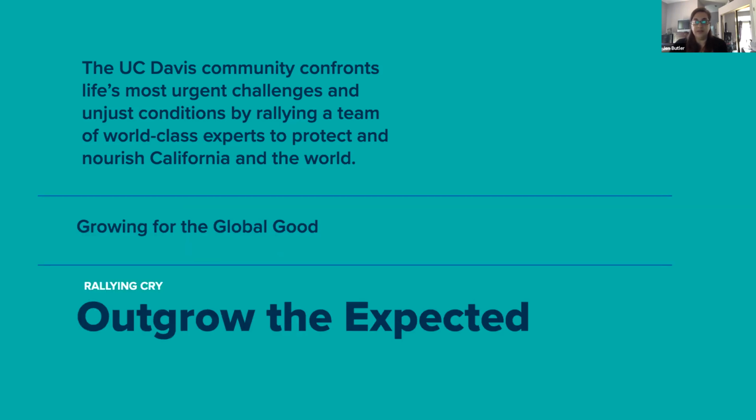And the last element is the rallying cry. So this is the external facing piece. So think of "outgrow the expected" as a universal rallying cry, a theme that connects all the constituents of UC Davis. The phrase may be used freely as a headline when it suits the purpose and context of the communication.